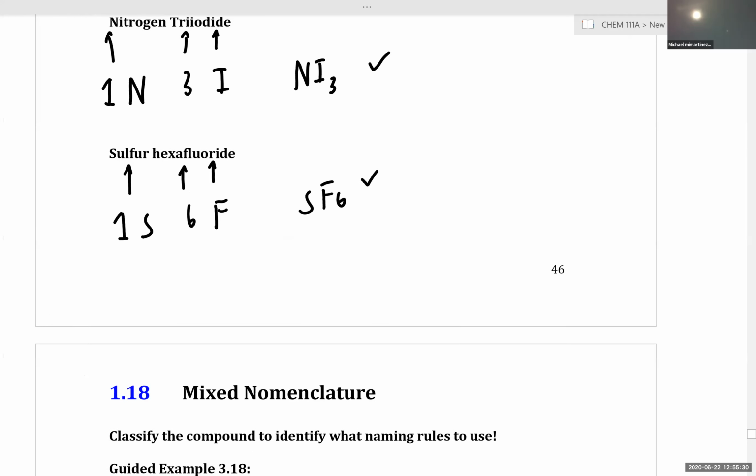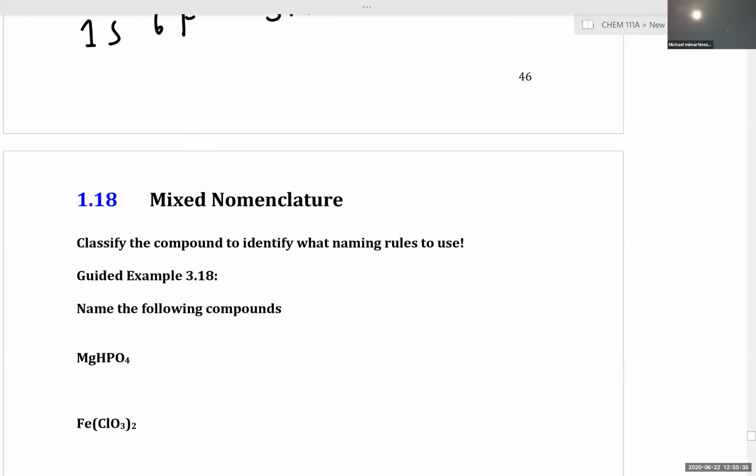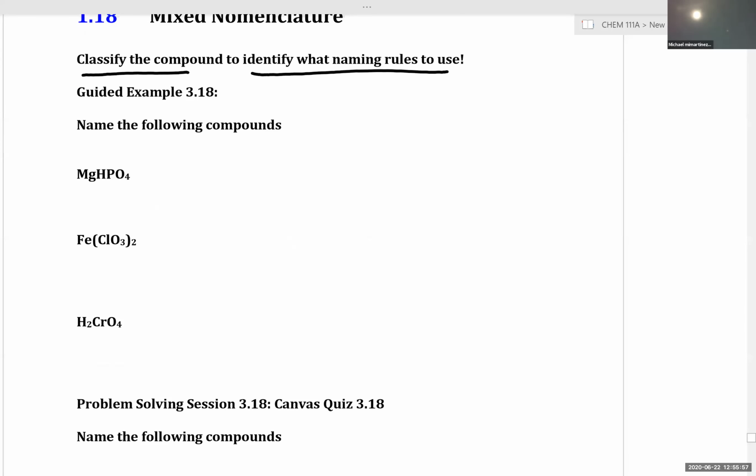So let's continue on now, and let's look at the mixed nomenclature section. So this is really important. You're not going to get your compounds sorted by type on the exam. I'm just going to give you a formula and you'll have to write the name. So you'll need to classify the compound in order to identify what naming rules to use. So let's do some examples where we have a list of 3 different compounds and let's try to name them.